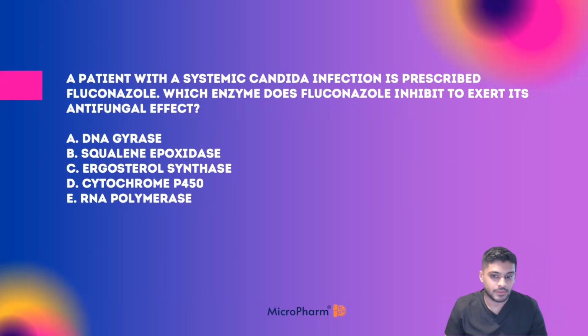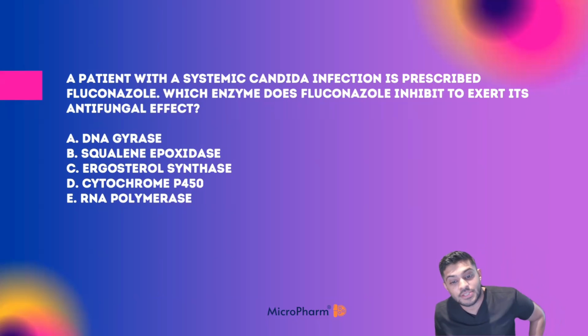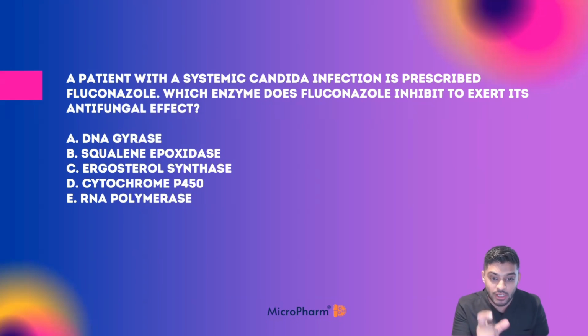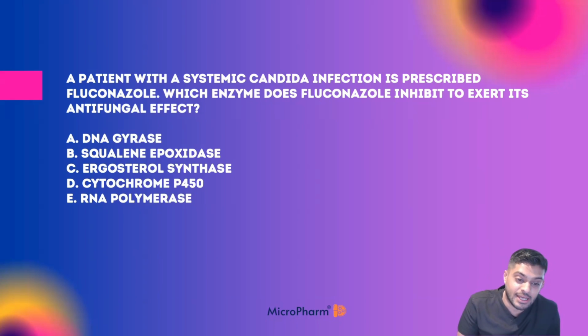Okay, so let's share the response. Fluconazole inhibits the fungal enzyme cytochrome P450, and it specifically targets the enzyme lanosterol 14 alpha demethylase. By doing this, it disrupts the synthesis of ergosterol, which is important for the fungal cell membranes.